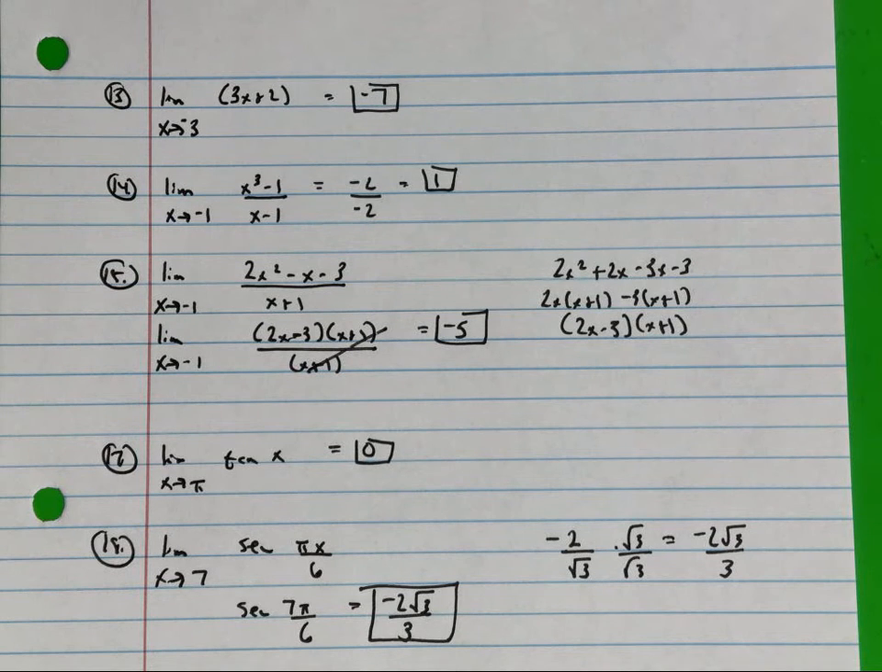Alright, so I'm going to take negative 3. If I plug negative 3, do I run into a situation where 0 is in a denominator? No. So 3 times negative 3 is negative 9 plus 2 is negative 7.